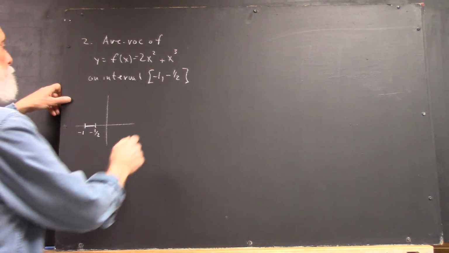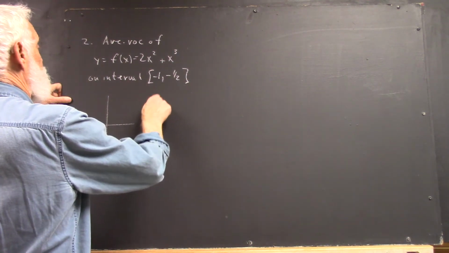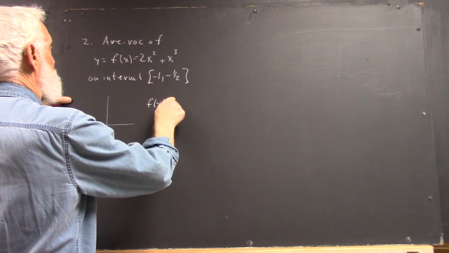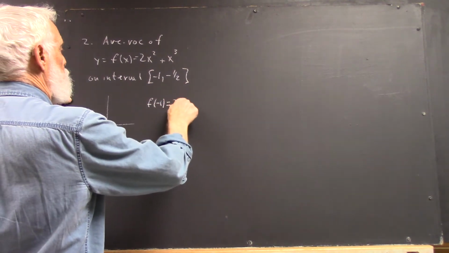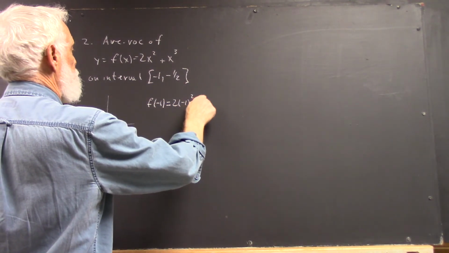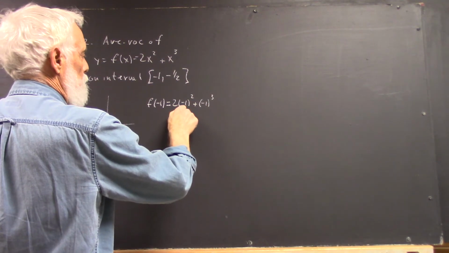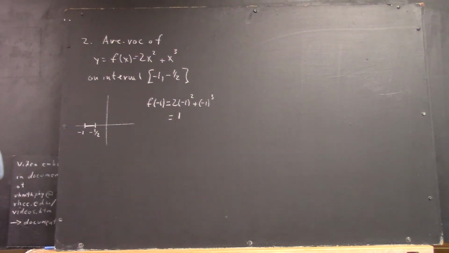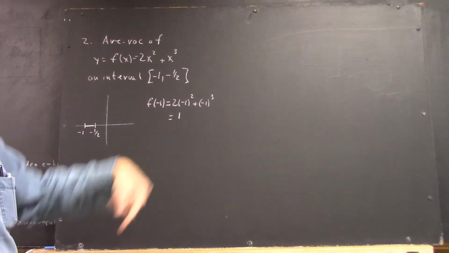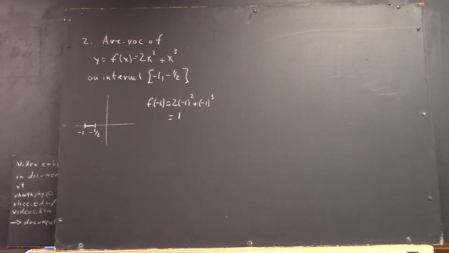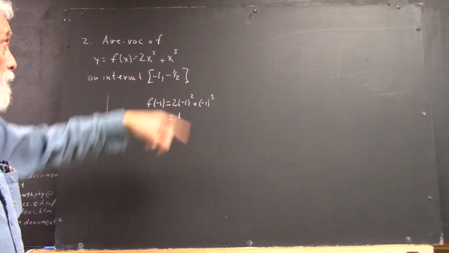Well, let's see. f of -1 is 2 times -1 squared plus -1 cubed, and that equals, well, you work it out, it's 1, right? You just plug -1 in here, you're going to get 1. That's going to give you 2, that's going to give you -1.